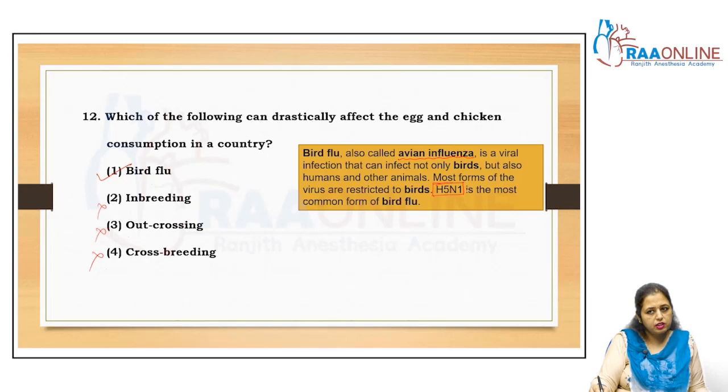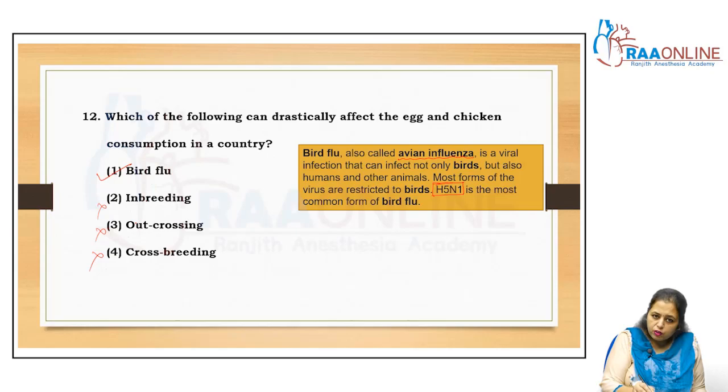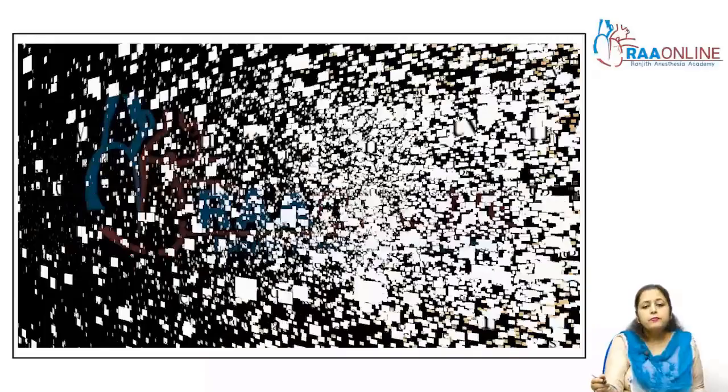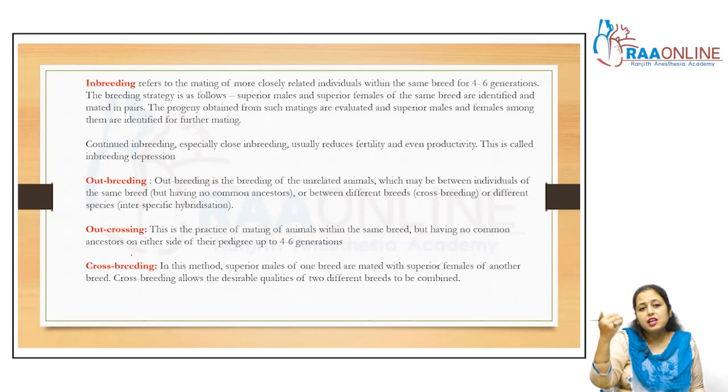Now, the question is what is inbreeding, what is outcrossing, and what is crossbreeding. Come to the next point. Inbreeding is mating within the same species. When mating occurs between different species, that is called outbreeding. But in NCERT, there are some specific points given, on the basis of which questions were asked in previous years' exams. So come to here. That is about inbreeding. Inbreeding refers to the mating of more closely related individuals.